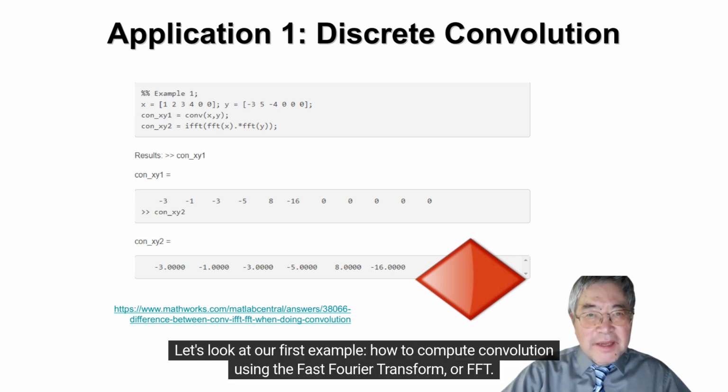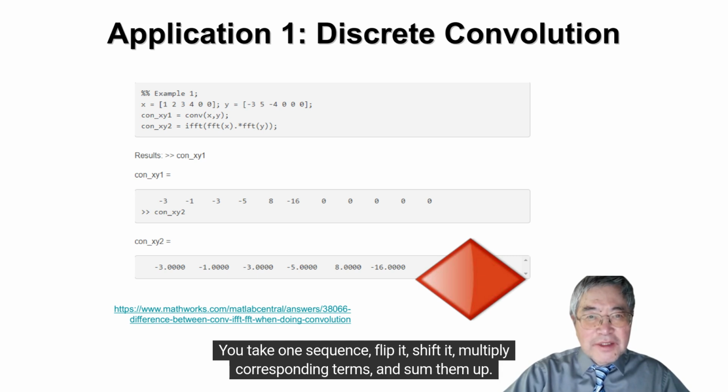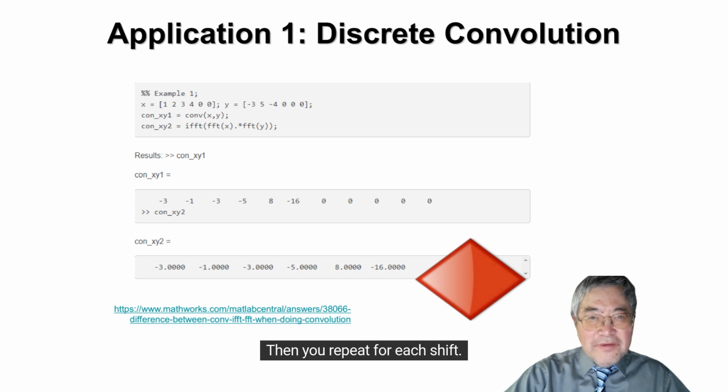Let's look at our first example, how to compute convolution using the fast Fourier transform, or FFT. You already know the direct method, the one we practiced in class. You take one sequence, flip it, shift it, multiply corresponding terms, and sum them up. Then you repeat for each shift. This gives the convolution directly in the time domain.